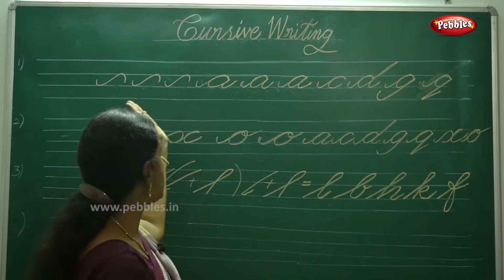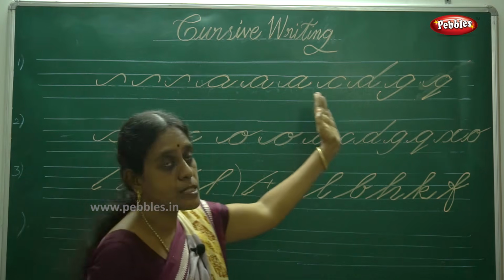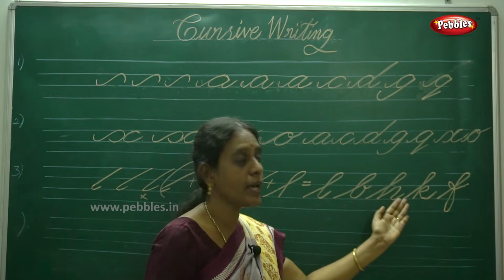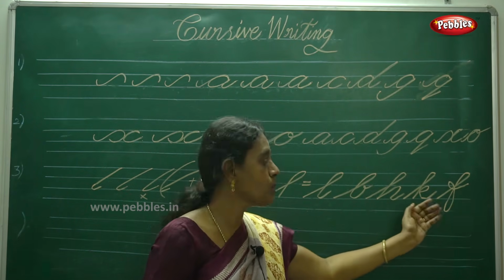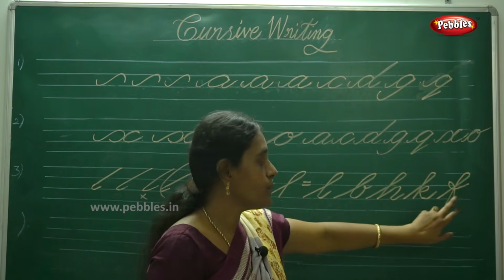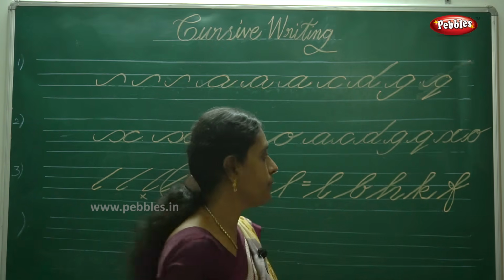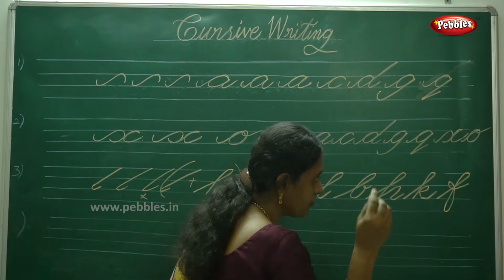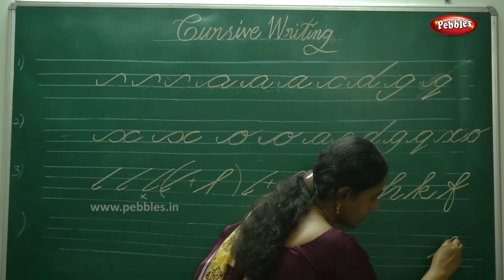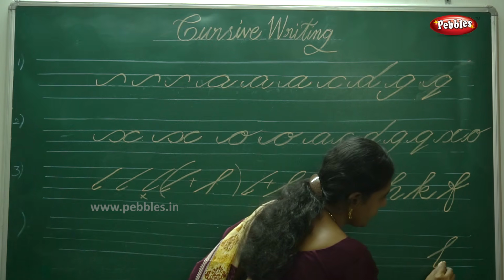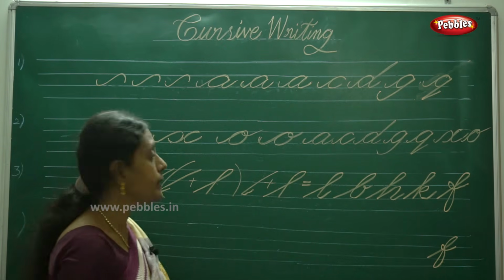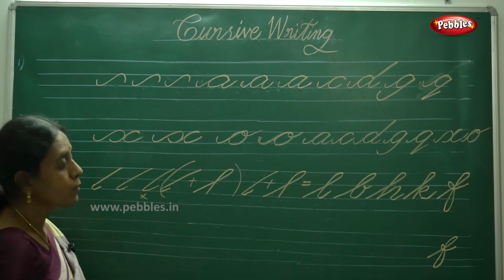Okay, so from the first stroke we wrote A, C, D, G, Q, X, O, and this one is L, B, H, K, and F. F is called the special letter because it touches all the four lines. You have to practice well. It will come promptly. Okay, from all these lines. Once again I have to write F, from the bottom line, ascender line, then comes down descender line, and again top line.